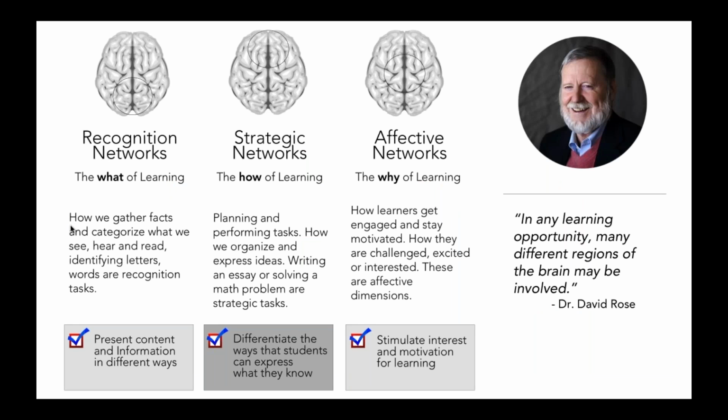Student variability. Right here we see David Rose, and he says, in any learning opportunity, many different regions of the brain may be involved. For example, the recognition networks we look at as the what of learning. And that is how we gather facts, categorize what we see, hear, and read, identifying letters, words, and recognition of tasks. The strategic networks, the how of learning, planning and performing tasks, how we organize and express ideas. Writing an essay or solving a math problem are strategic tasks. The affective network, the why of learning, how learners get engaged and stay motivated, how they are challenged, excited, or interested. These are affective dimensions.